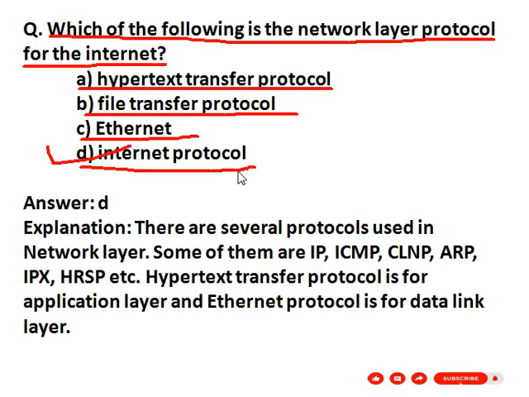There are several protocols used in network layer. Some of them are IP, ICMP, CLNP, ARP, IPX, HSRP, etc. Hypertext transfer protocol is for application layer and Ethernet protocol is for data link layer.